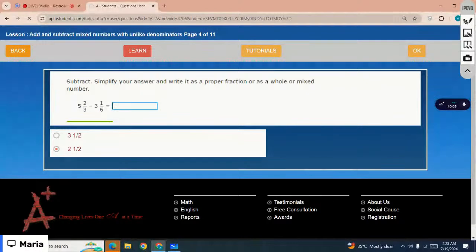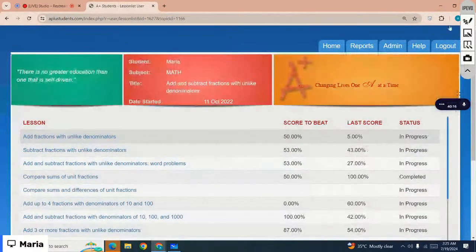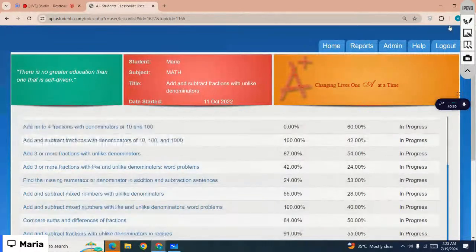Okay, you can complete the lesson by yourself later today. Let me just move on to the next lesson. The next lesson is compare sums and differences of fractions. Let's start with the lesson.